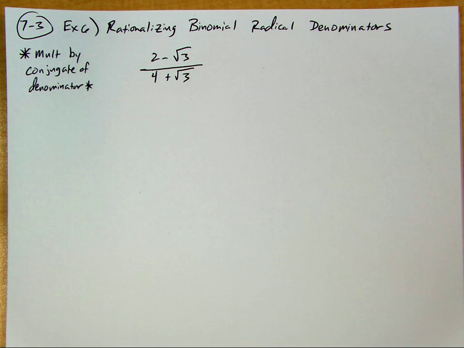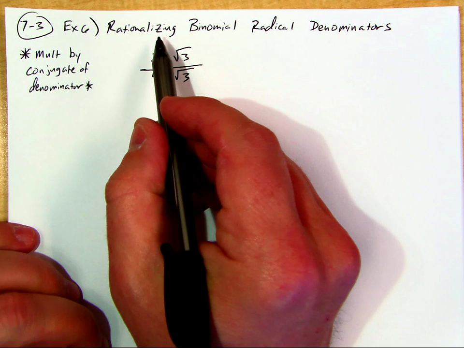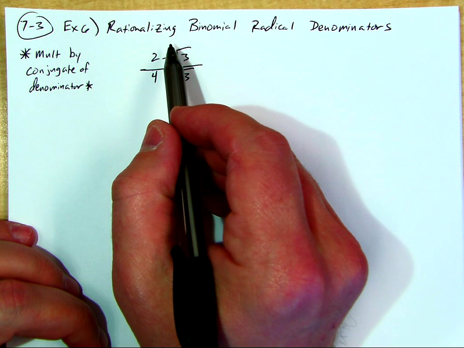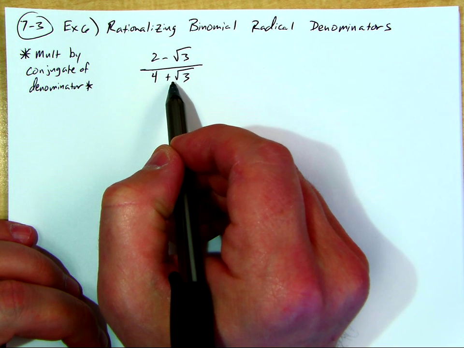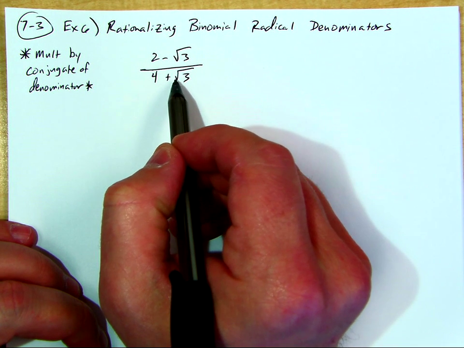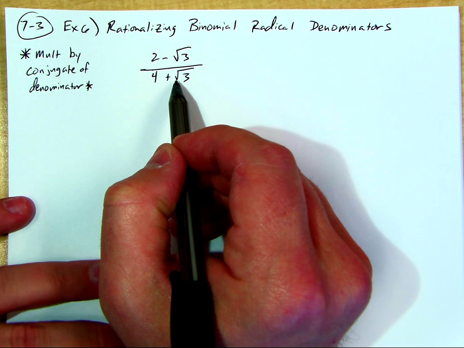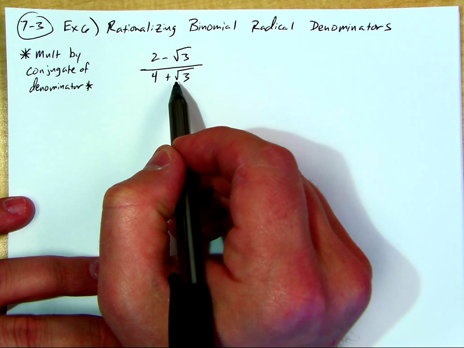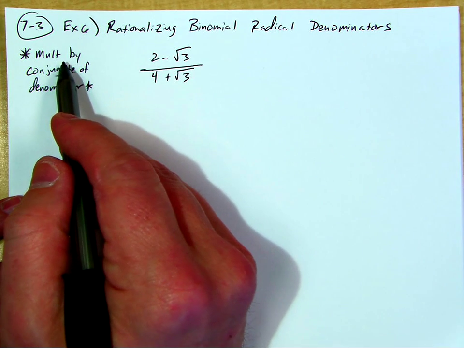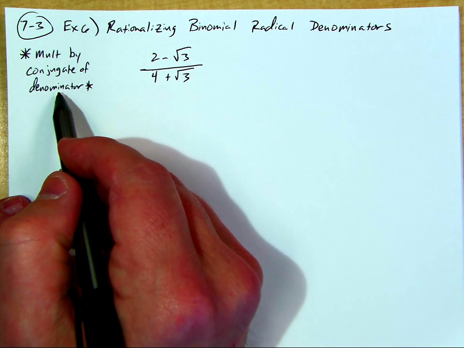Alright, here is 7-3 example 6, the last example for this section. We're going to be rationalizing binomial radical denominators. So we have a radical symbol, a binomial radical, in the denominator of this expression. We need to rationalize this so it becomes useful in higher mathematics. All we have to do is multiply top and bottom by the conjugate of the denominator.